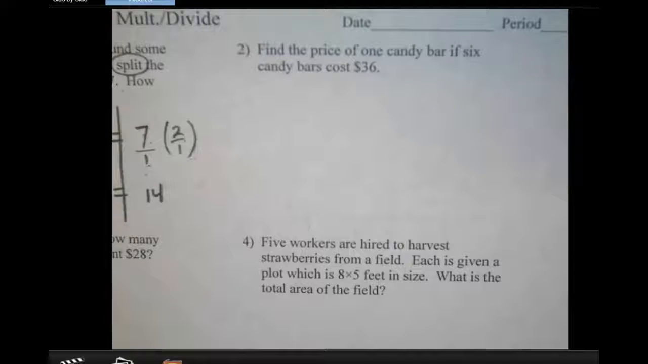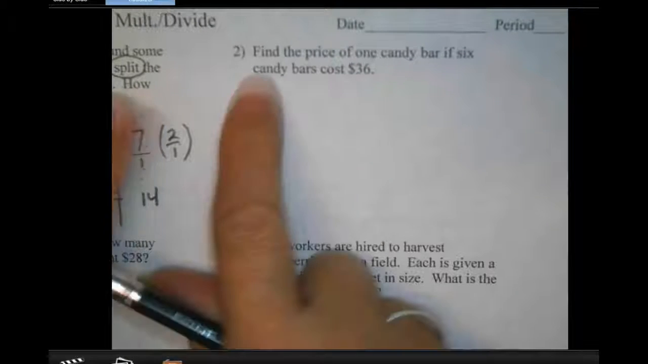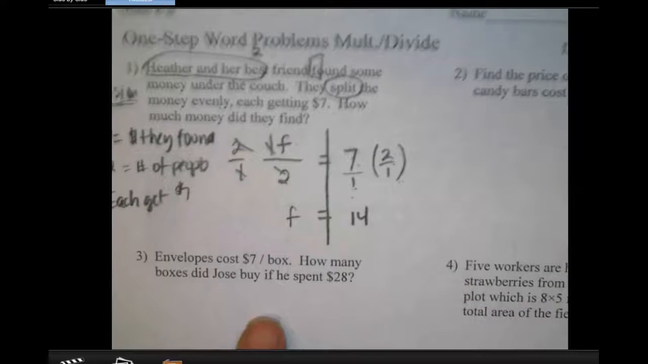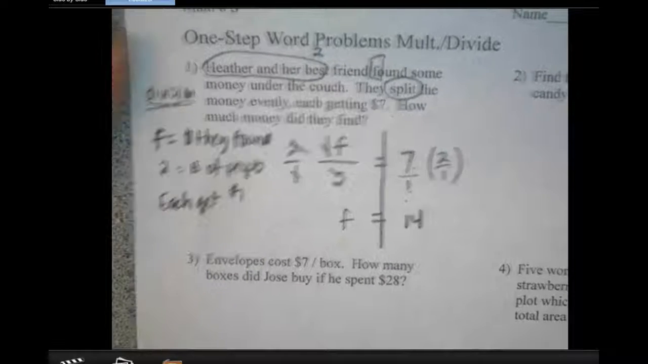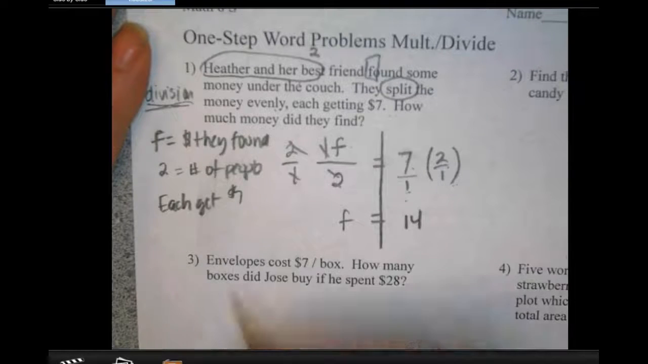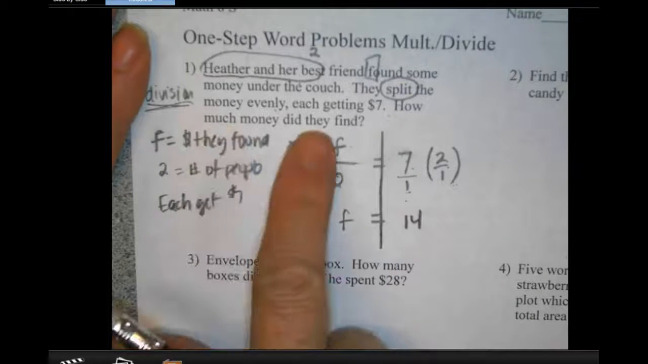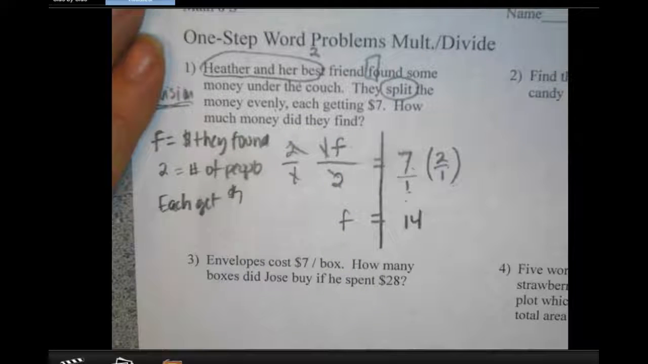All right, so let's go ahead and look at number 2. Okay, let's look at it. Oh, wait, what did we forget to do over here? Our sentence, Sharon, what would my sentence be? It says, how much money did they find? So how do I answer that in words? Heather and her friend.